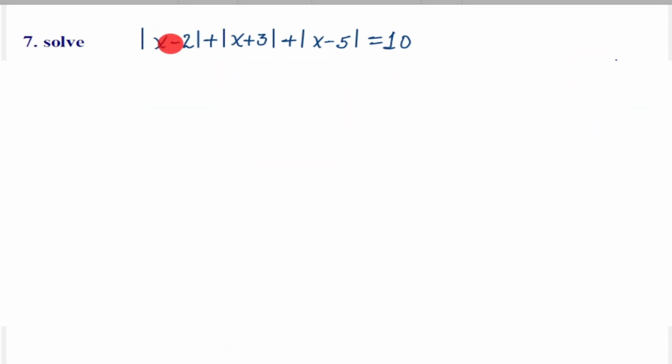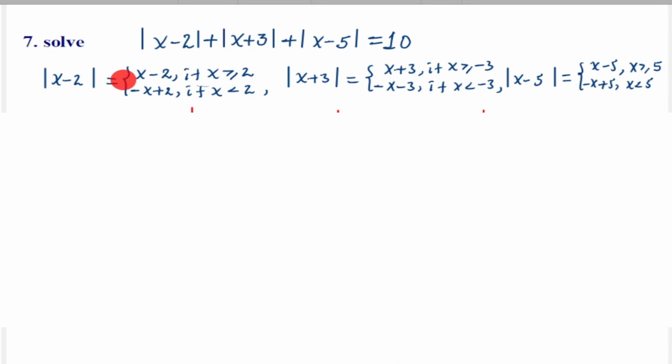7. Solve absolute value of x minus 2 plus absolute value of x plus 3 plus absolute value of x minus 5 is equal to 10. This is a triple absolute value equation. We solve this similar to the double absolute value equation, but it has 4 cases.